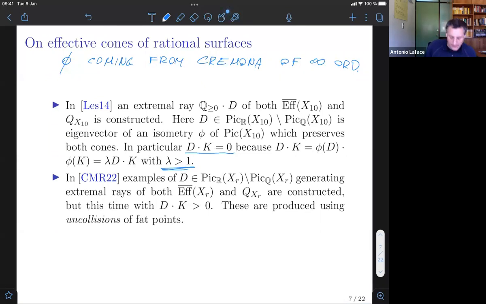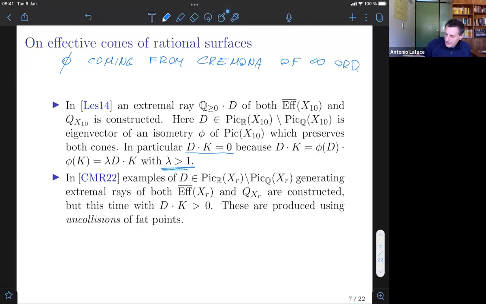So they basically use a kind of degeneration, which could be called the collision of fat points, but in the opposite way. So uncollision. So they reverse this degeneration, and the idea is to produce a sequence of divisors converging to, for example, one of these eigenvectors found by Lesutre. In which way do they converge? They start with something that they know very well, for example, a family of lines through one point, and then they apply this isometry phi. And eventually the limit is this eigenvector.